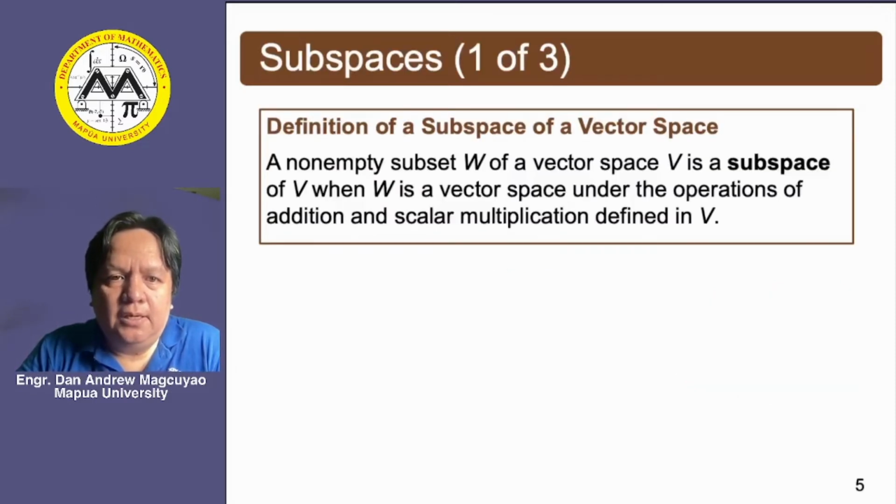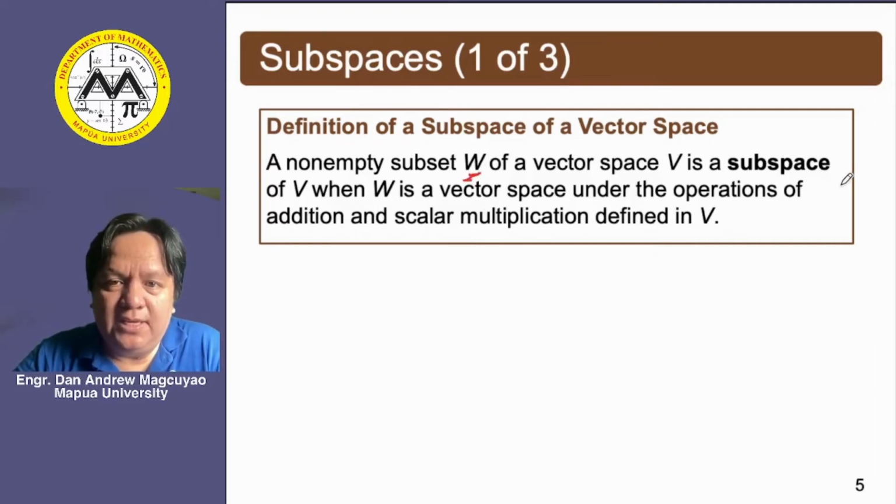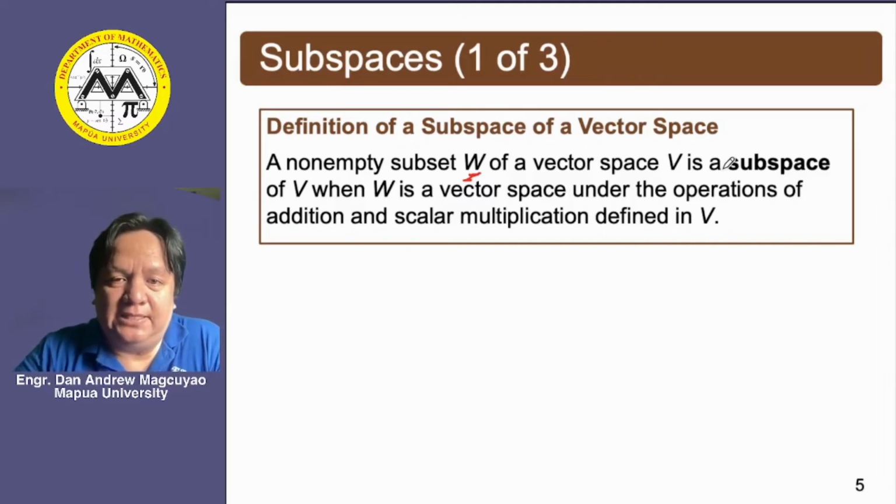Definition. A non-empty set W of a vector space V is a subspace of V when W is a vector space under the operations of addition and scalar multiplication defined in V. So for this one, we are going to know that W is a subspace if it is a component, it is part of V, which is still a vector space in itself.